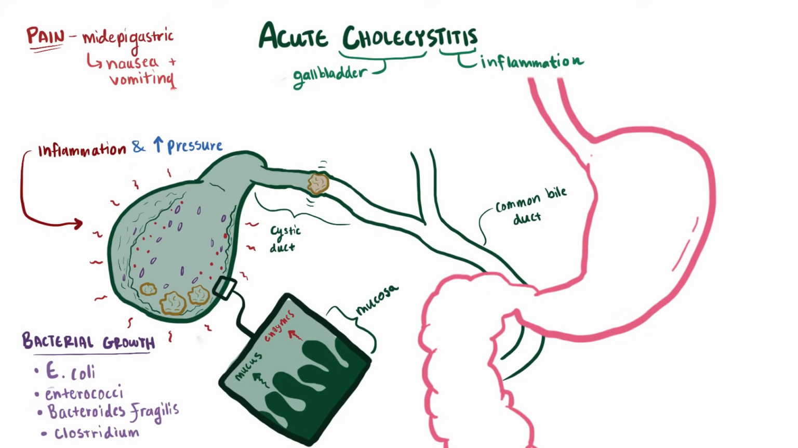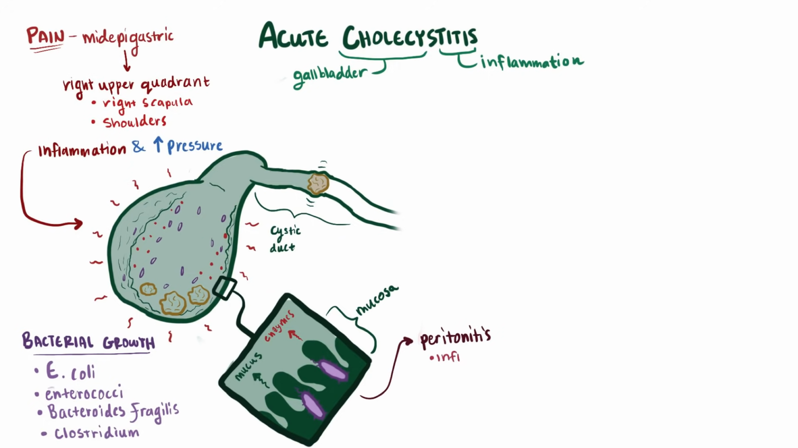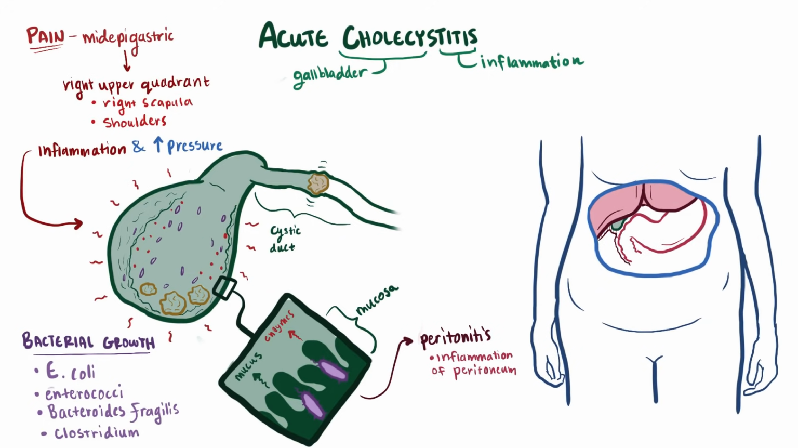As it starts to balloon up, the pain might shift to the right upper quadrant, and it'll be this kind of dull, achy pain that can even radiate up to the right scapula and the shoulders. After a while, bacteria starts invading into the gallbladder wall and eventually through the wall, causing peritonitis, inflammation of the peritoneum, which can cause what's called rebound tenderness, where pain is brought on when pressure is actually taken off the belly rather than when it's applied.